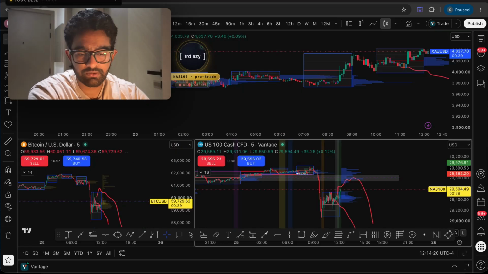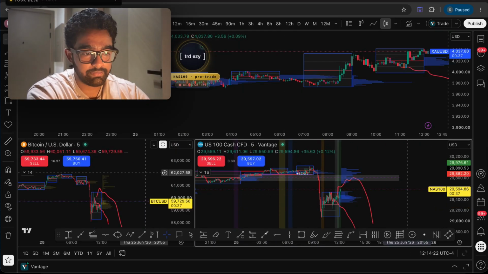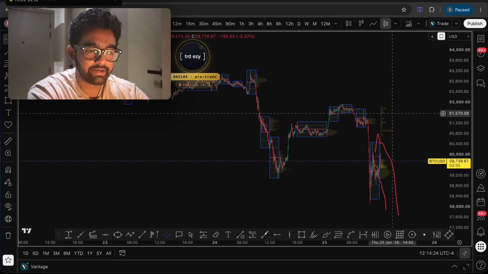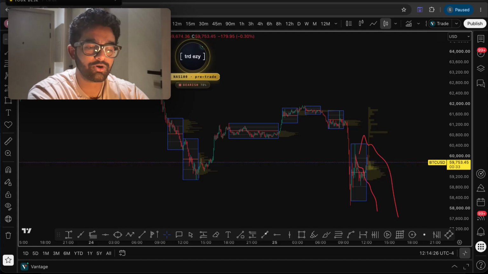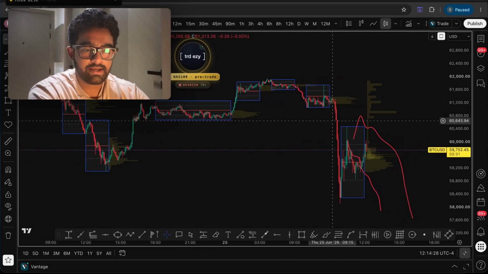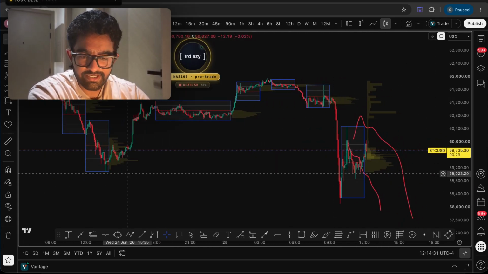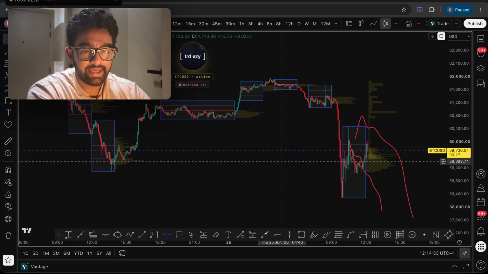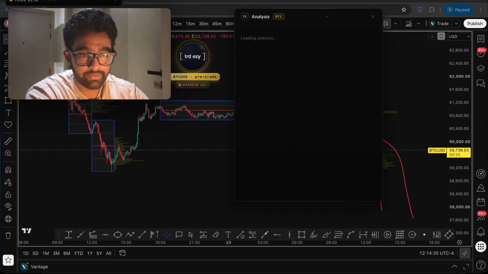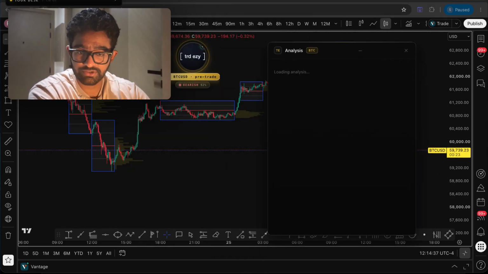Now coming back over here, when we look at Bitcoin, on Bitcoin we didn't really call a trade. I didn't really call a trade until right now. So I sent this over here. Price broke below the previous day's low, and I need to run the analysis. And when I run the analysis, we have the bearishness over here given.